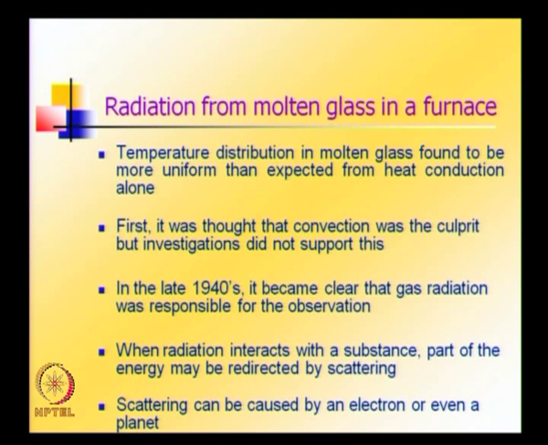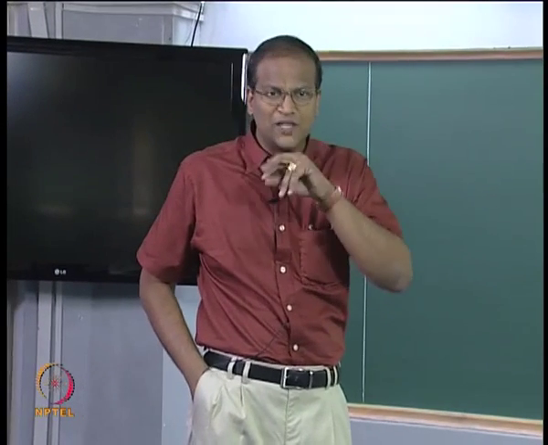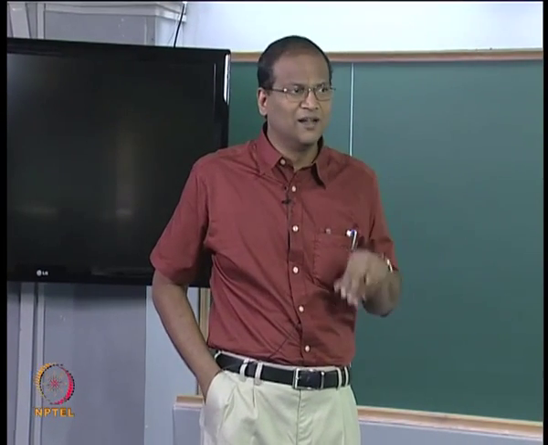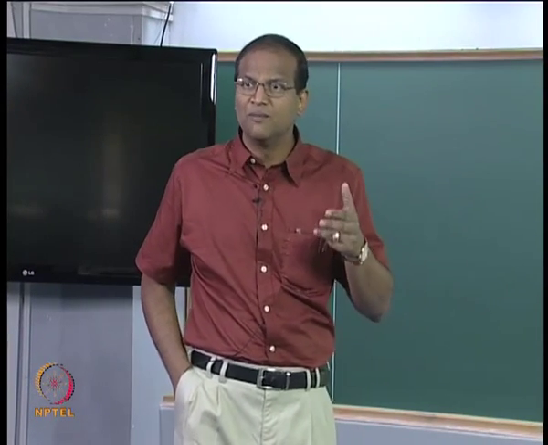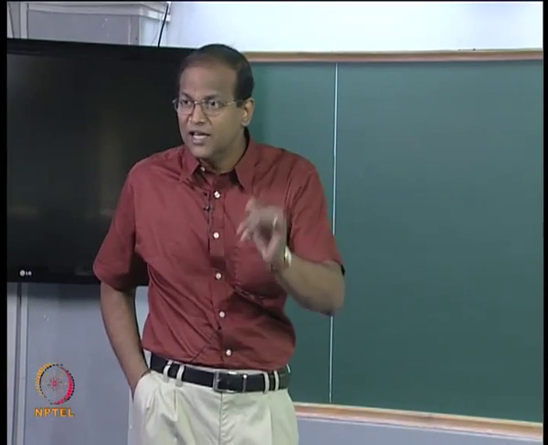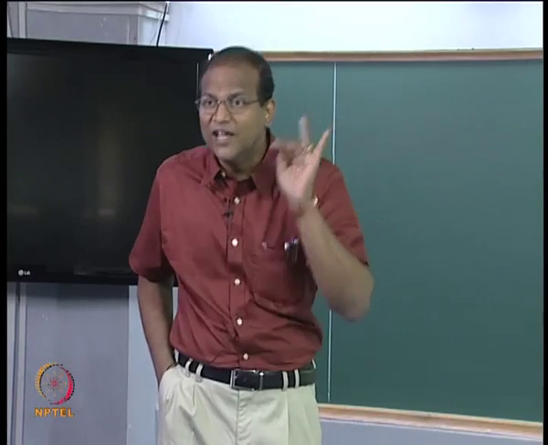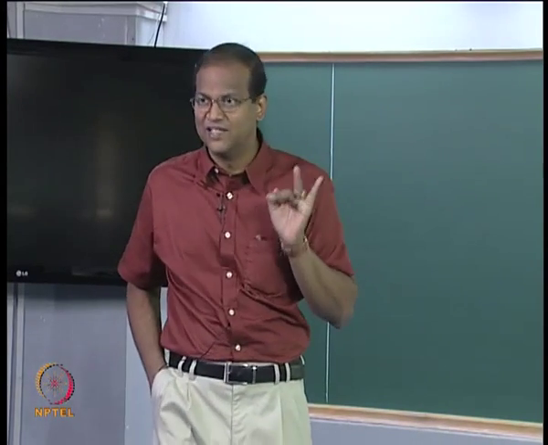The origin of all this is basically the classical problem of radiation from molten glass in a furnace. Glass making, glass blowing, is a very traditional and very old technique. When they measured the temperature distribution in molten glass, they found it to be more uniform than expected from heat conduction alone. When they solved the heat conduction equation, the theoretically expected temperature distribution was different; the actual distribution was much more uniform. Then they started investigating why the conduction equation was not able to satisfy this accurately.